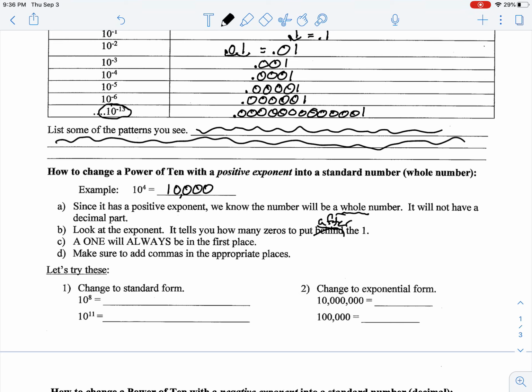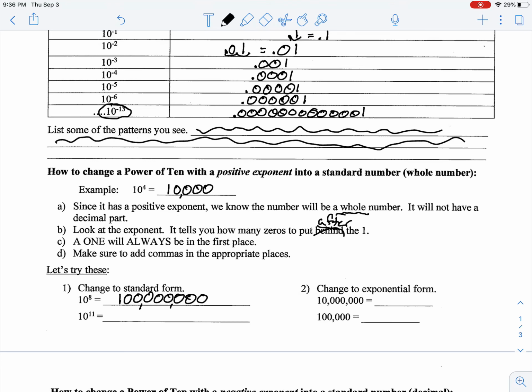So 10 to the 8th, if we're following our example above, our 1 is going to come first. We're going to have 1, 2, 3, 4, 5, 6, 7, and 8 zeros. And once again, if you wanted to, you could comma this out. We have 100 million.